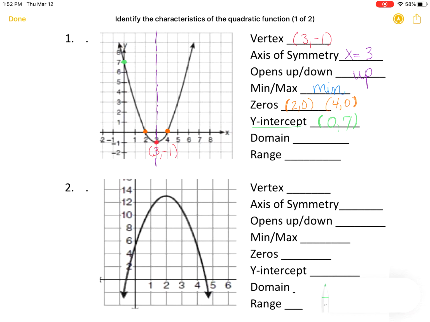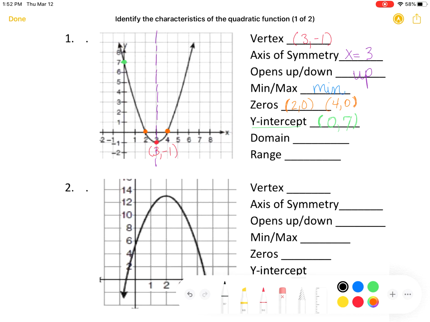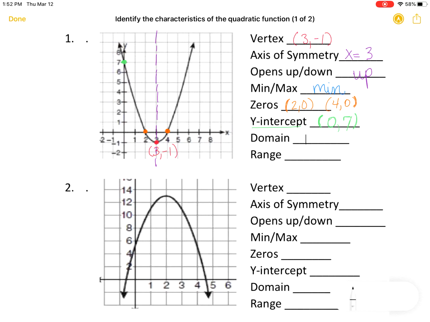Domain. As a reminder, I told you already, the domain will always be all real numbers. So there's my fancy R for that. Again, you could write out all real numbers, or you could use interval notation: negative infinity to infinity.